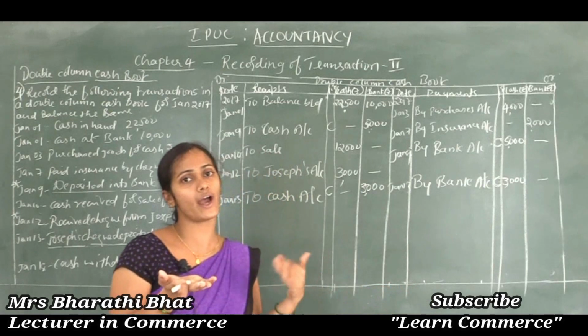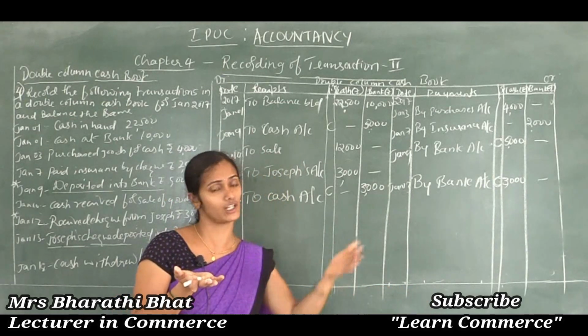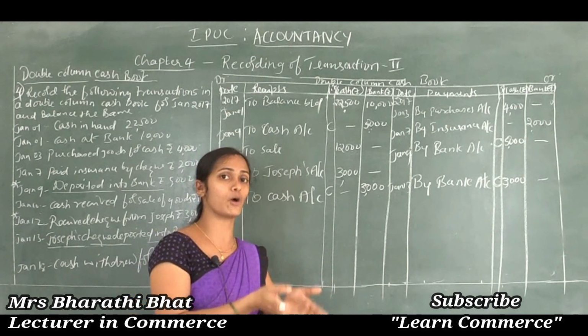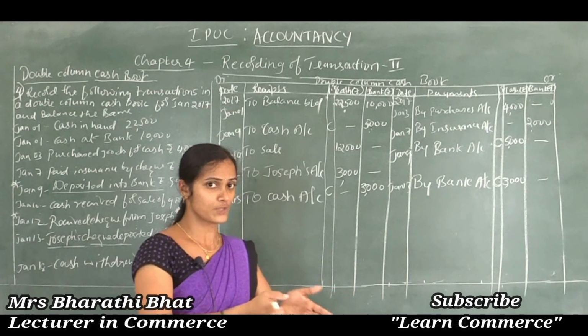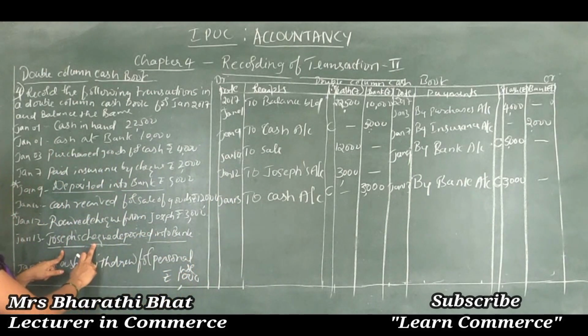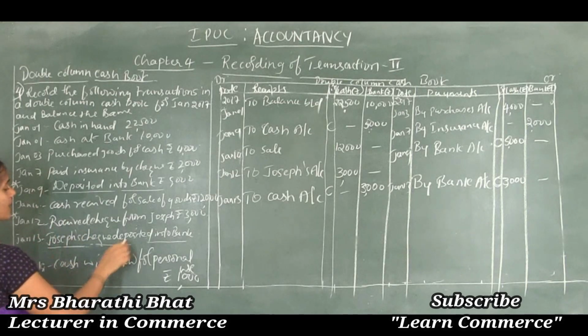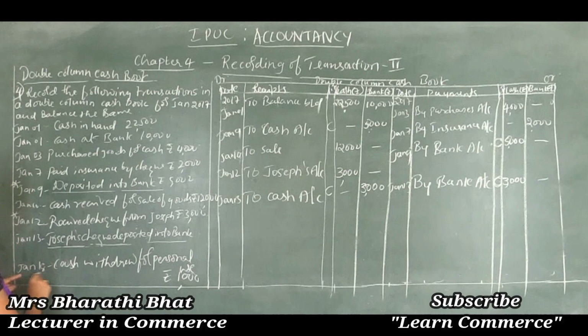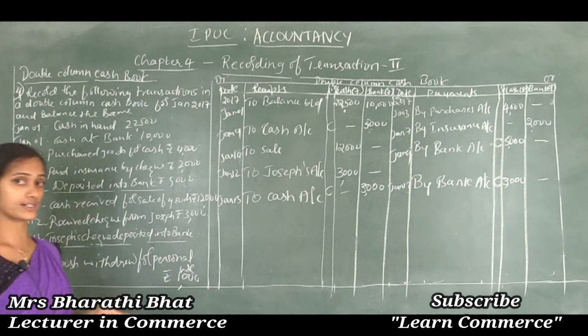As soon as the check comes, you have to deposit that same check into your bank. Then only can the bank credit that amount to your account. Correct, right? So that's the reason. So the next one is considered a contra entry. Joseph's check deposited into bank. It means what? Cash deposited into bank. Okay, so next one, Jan 18, cash withdrew for personal use.